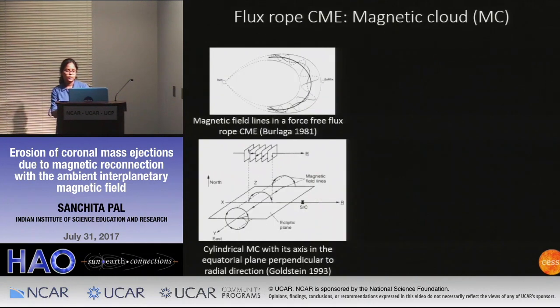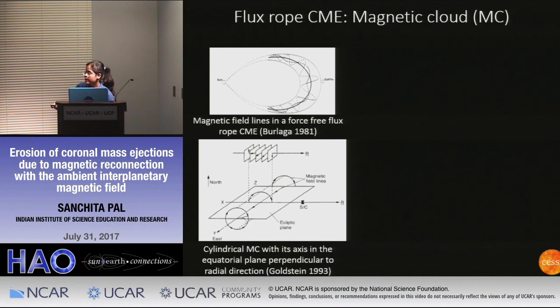When the CME maintains its flux rope characteristics during its propagation through the interplanetary magnetic field, even when it reaches the Earth, then it is called a magnetic cloud. Here I have shown one schematic of a magnetic cloud which is perpendicular to the sun-earth plane, and this is the schematic of a magnetic cloud which is parallel to the sun-earth plane. The magnetic cloud axis is along this direction, and this is the magnetic cloud's azimuthal magnetic field.